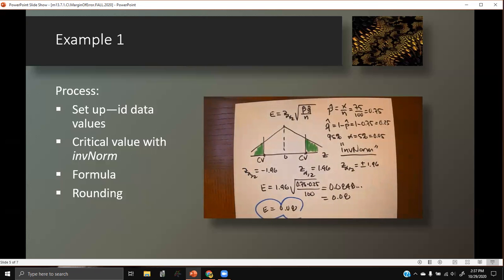Now, I will say this, there is no hard and fast rounding rule for the margin of error. I usually like to bring as many decimal places as I'm carrying for p hat. That seems to make a certain amount of sense, but honestly, there is no hard and fast rounding rule. The process is pretty straightforward. You need the formula, and the most involved aspect is going to get the critical value with the inverse normal tool. But there you go, there's your example.